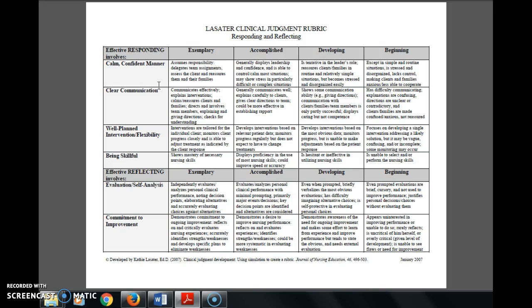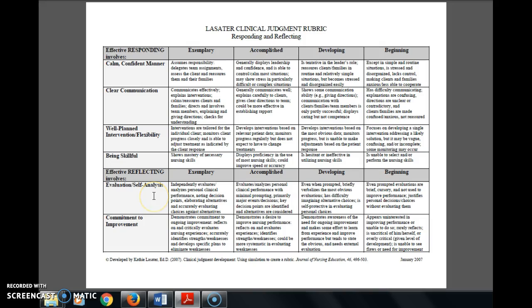Once you have done these things, then you also need to respond appropriately. That includes looking at how your demeanor is. Are you calm? Are you confident in your manner? That's very important to patients. You need to be able to communicate clearly to not only the patient, but to other members of the health team. Your intervention needs to be well planned. It needs to be also flexible depending on what else is going on with the patient. And ultimately, you also need to be skillful in whatever intervention is needed.